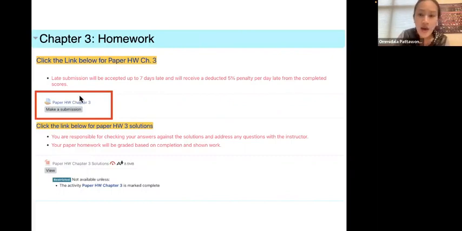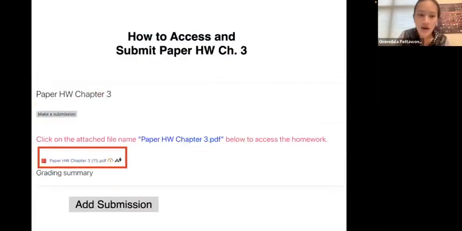Here is how you access the homework. Click on this link right here. It's going to bring you to the homework file. You have two options. One is to download this homework and print it out. The second is, if you don't have a printer or any way to print it, you can also provide your work and answers on blank paper. Make sure that you label the numbers clearly and also write your name on it.